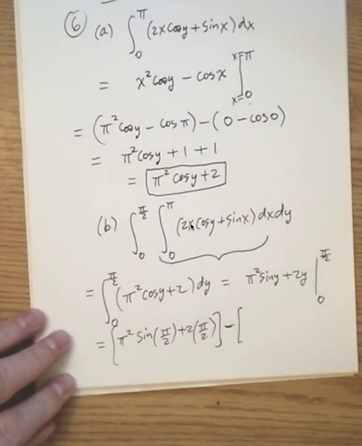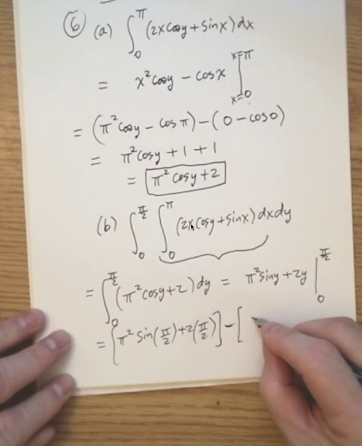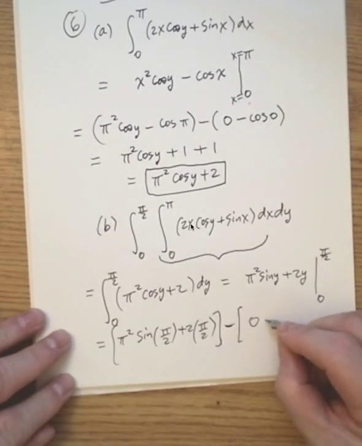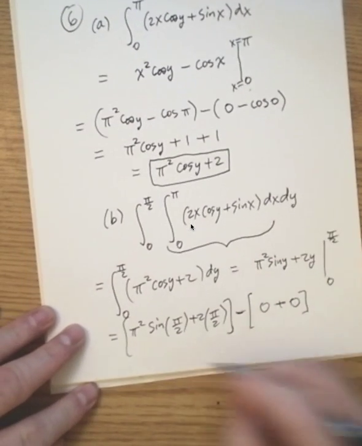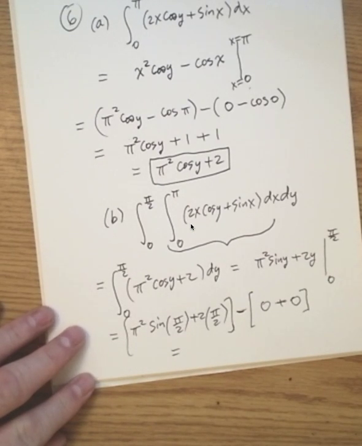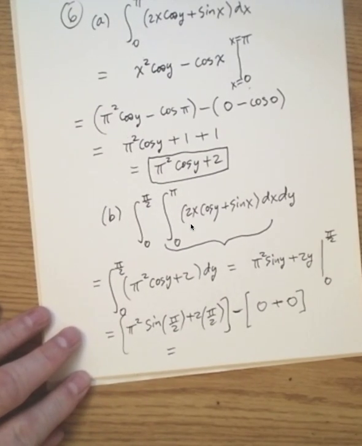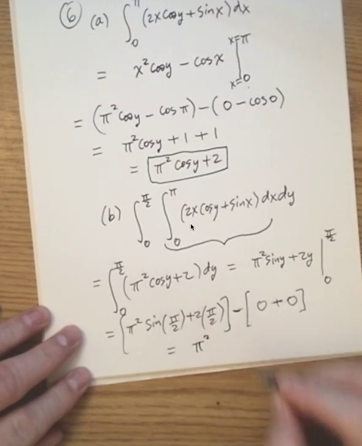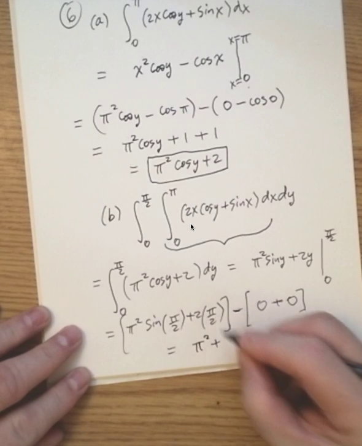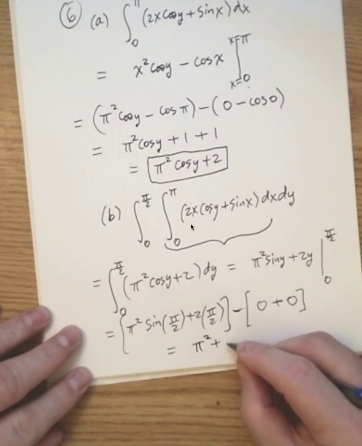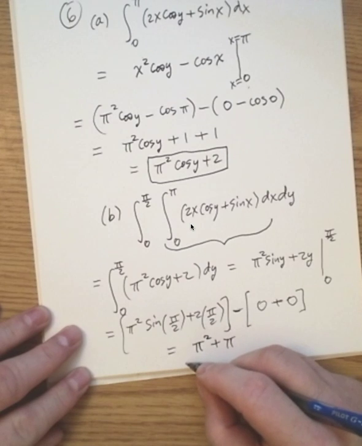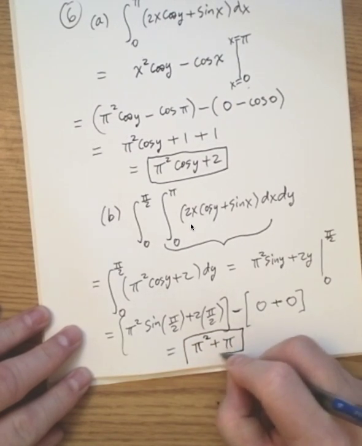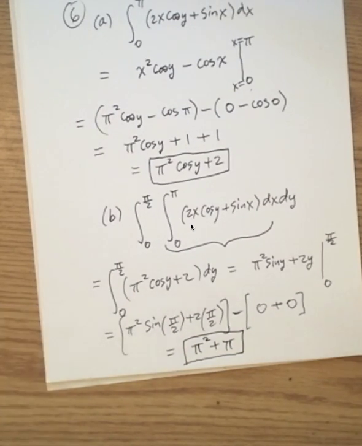the evaluation at 0. The sine of 0 is 0, so you guys see we're going to get 0 out of this and 0 out of this. And this whole thing boils down to, let's do a quick mental calculation here. The sine of pi over 2 is 1, so times pi squared is pi squared. And then pi over 2 times 2 is pi, so we've got pi squared plus pi for our final answer to this particular problem.